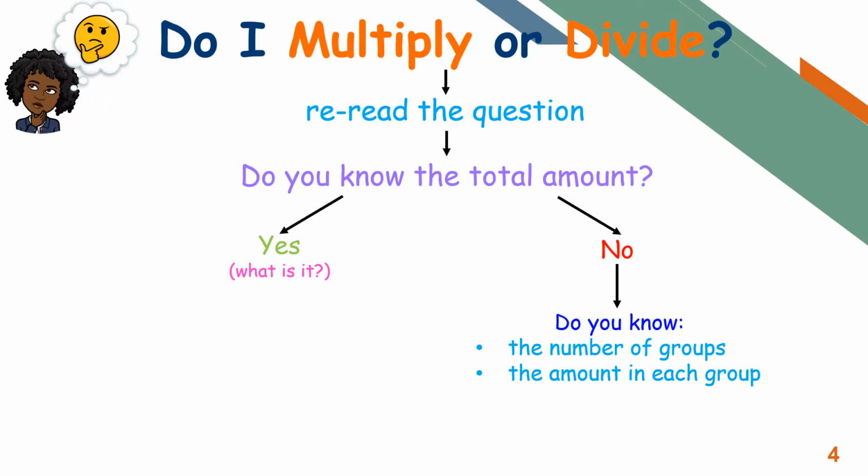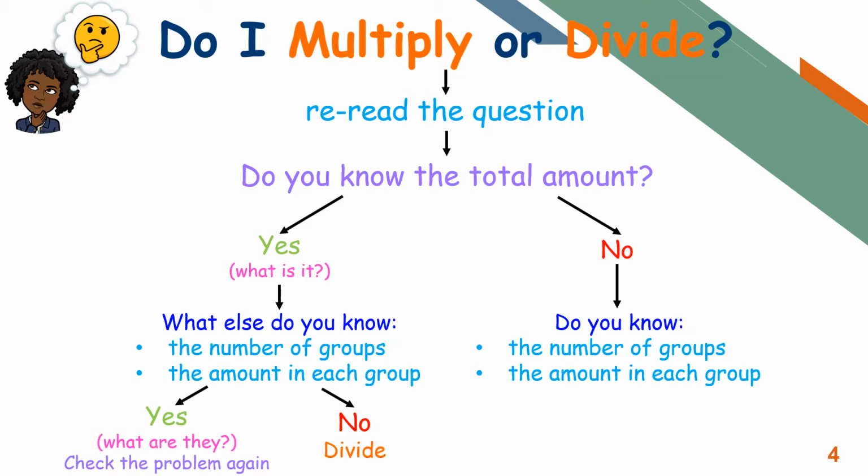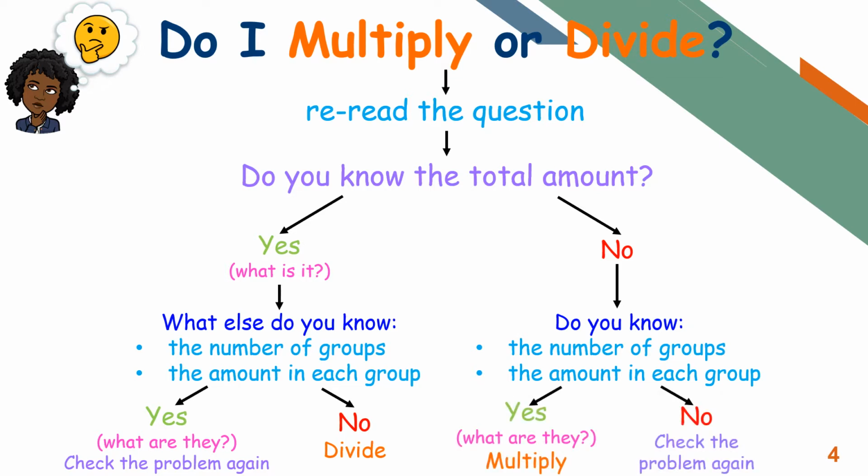If you did find the total, you'll ask yourself a similar question. What else do you know? If you find both the number of groups and the number in each group, what is it? Check the problem again. You may not have looked at the question correctly. Chances are you should only have one other piece of information, so you should divide. On the other side, if you couldn't find a total, did you find that other piece of information? Yes? Then multiply. If not, check the problem again.